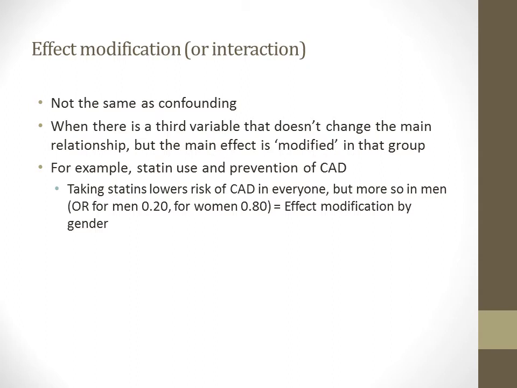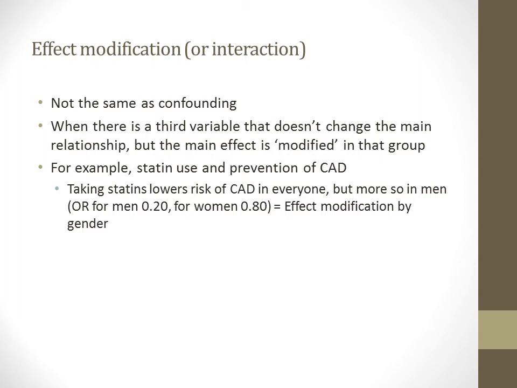Effect modification, or interaction, as some people call it, is not the same thing as confounding, but I think it's actually more interesting. It's when there's a third variable that doesn't change the main relationship as a confounder does, but the main relationship or effect is modified in that group.